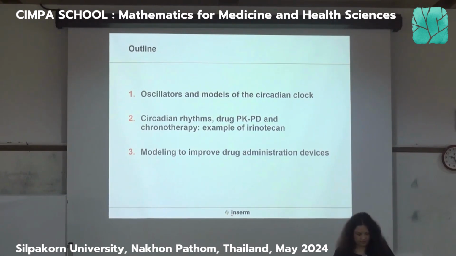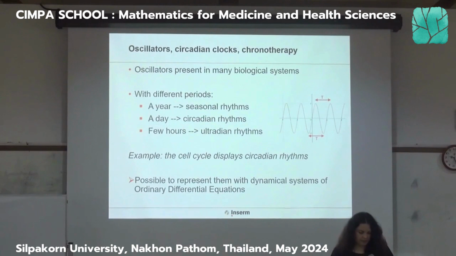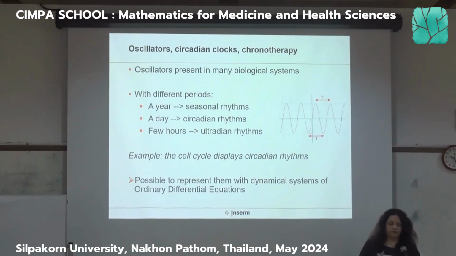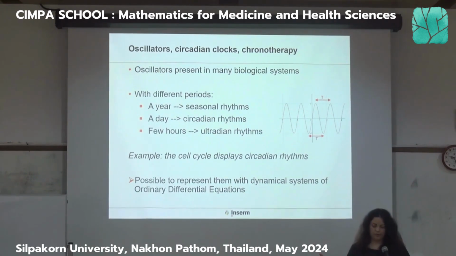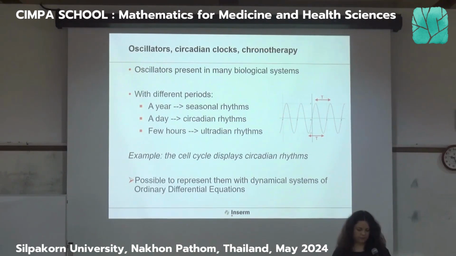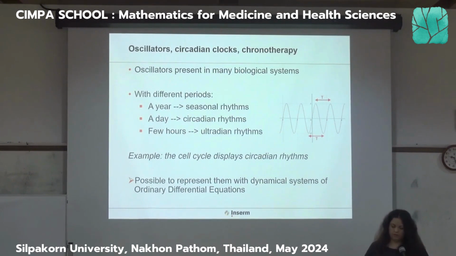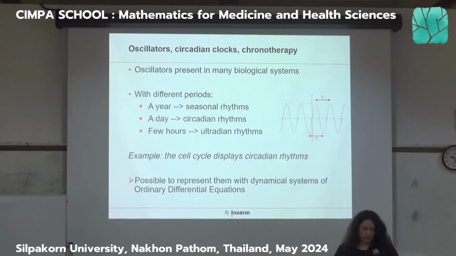So let's start by point number 1. Oscillators are basically present in many systems. Okay? So oscillators are just systems that display this type of shape where you have a pattern that repeats itself all the time with a typical time T. So the T is the smallest duration of the repeating pattern.